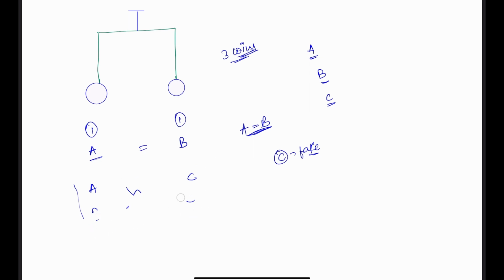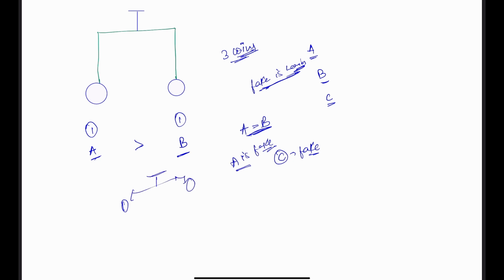Suppose that A is not equal to B. Suppose A is greater than B, and we know that the fake coin is heavier. That is also a condition. If we know that the fake coin is heavier, then we can say that A is fake. If this information is given, it's easy for us to determine, and for 3 coins we need only 1 weighing. We don't need to measure multiple times for 3.